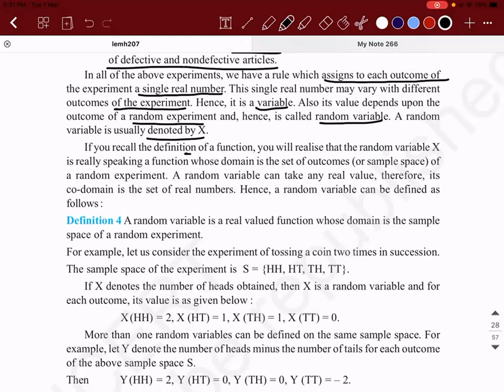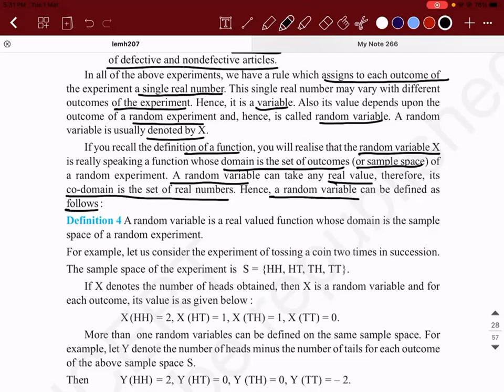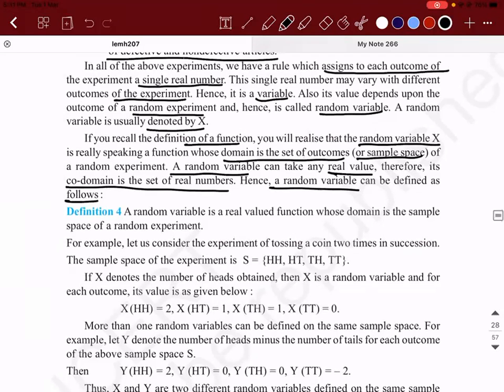If we recall the definition of a function, you will realize that the random variable X is really a function whose domain is the set of outcomes, or sample space, of a random experiment. So a random variable can take any real value. Therefore, its codomain is the set of real numbers. Hence, a random variable can be defined as follows. So, as I told you, we are going to take a random variable and assign it to that particular probability to make our things more sequential and methodical.